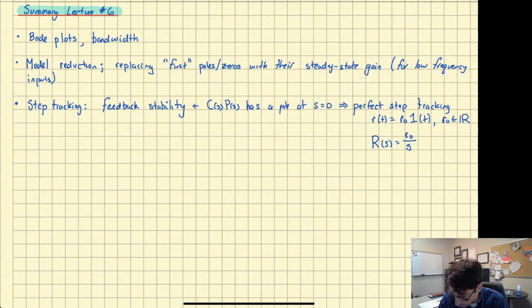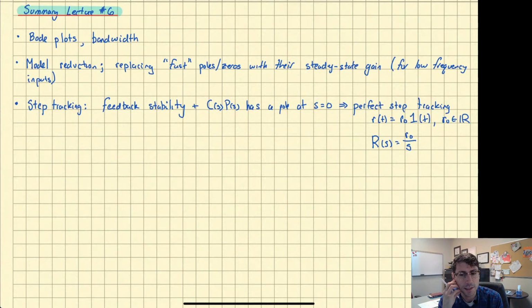Then we moved on to model reduction, which is a practical issue. If you have a complicated model, sometimes it's hard to design a controller for it, and given that you're going to use feedback, and feedback gives you robustness to model uncertainty, it's nice to simplify the model when you can.